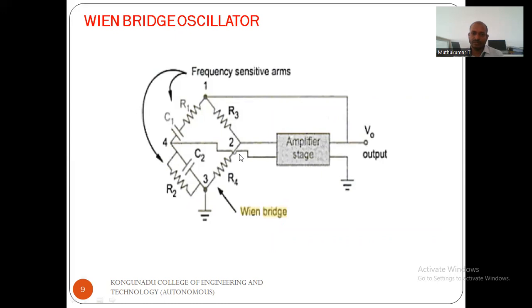In the four arms, arms 1 and 2, R1 and C1 are connected in series. In arms 3 and 4, R2 and C2 are connected in parallel. R3 and R4 are connected in the other two arms. This output is given to the amplifier stage, and finally we get the output V0. So this is a Wien bridge oscillator.